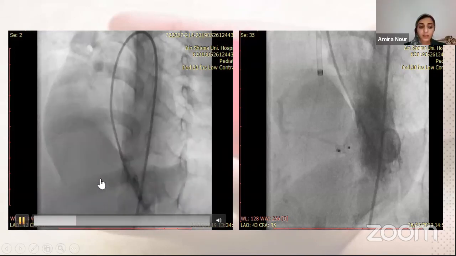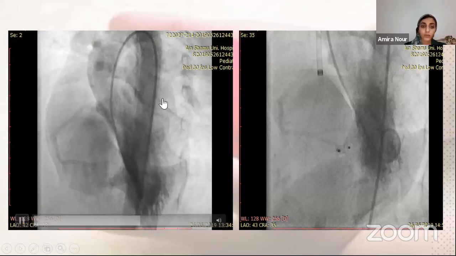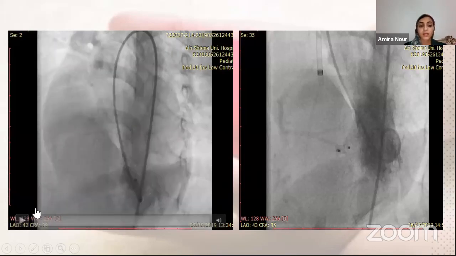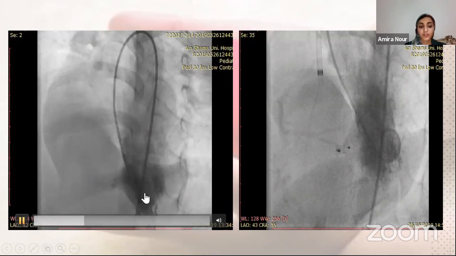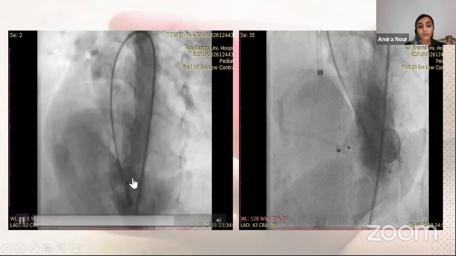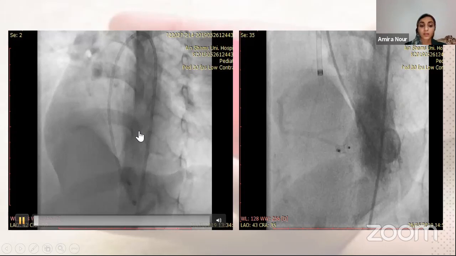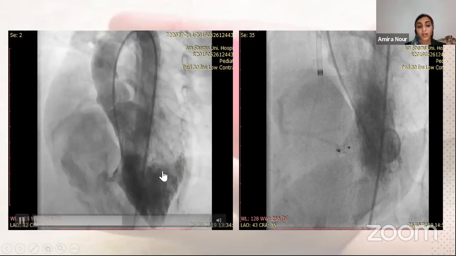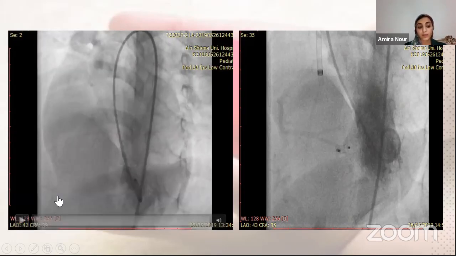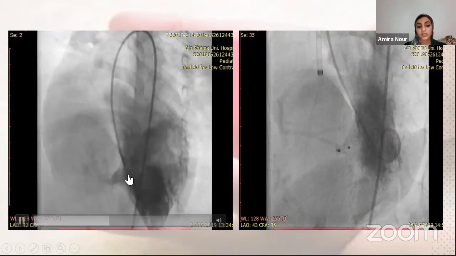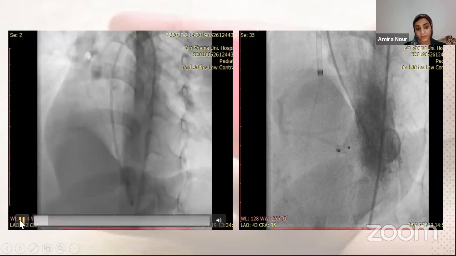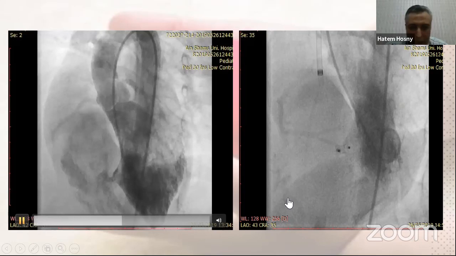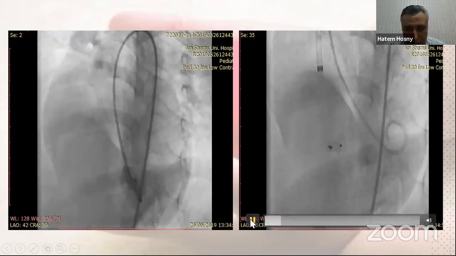Yes, this is an LAO cranial view, mostly 40 or 45 degrees. It gives us better imaging of the VSD in relation to both the left ventricle and right ventricle. And here we are using a pigtail and injecting dye, doing a left ventricular injection. We can see here the flow from the left ventricle into the right ventricle through the VSD. So the cath is coming retrogradely from the aorta into the left ventricle, injecting the left ventricle.